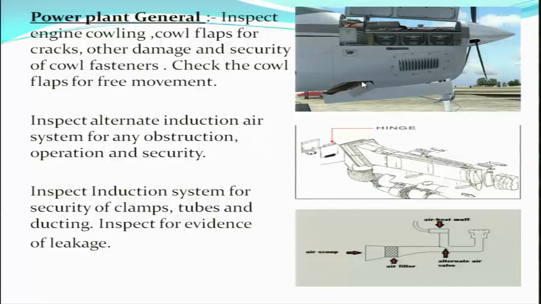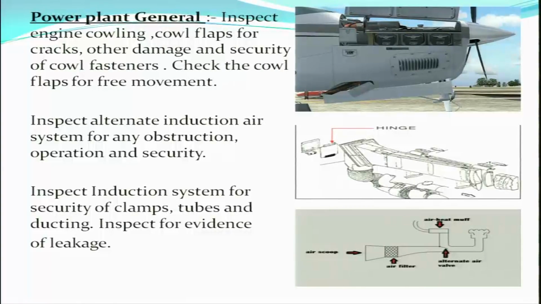Inspect alternate induction air system for any obstruction, operation and security. The induction system also has an alternate induction air system in it, where in case your induction air filter gets blocked, then the air bypasses the filter and passes through this alternate induction air system and goes into the engine. So we need to check the alternate induction air system for any obstruction, operation and security.